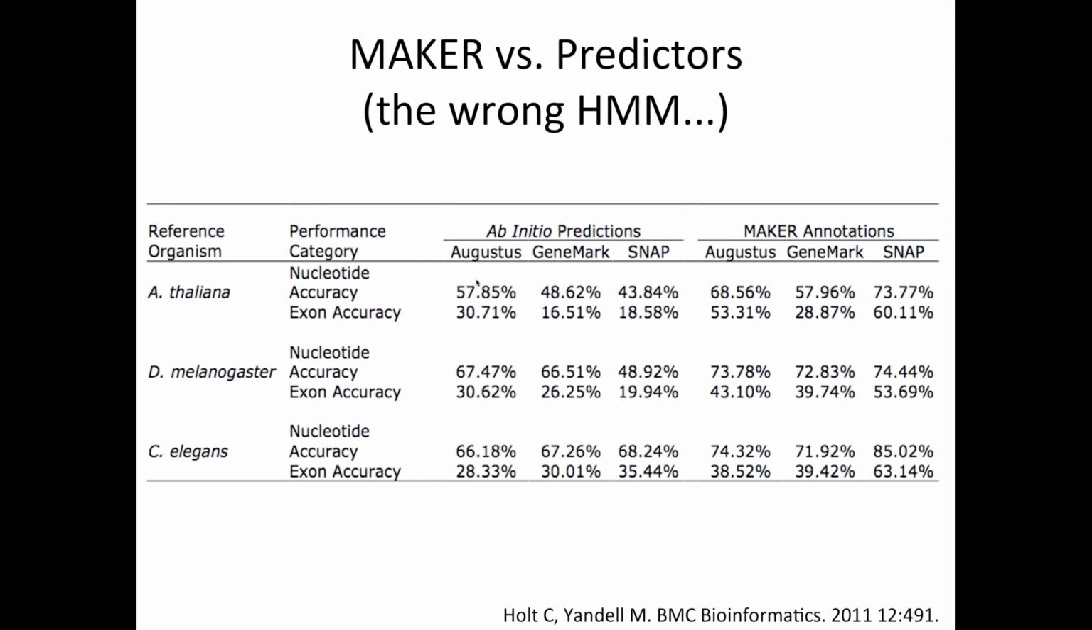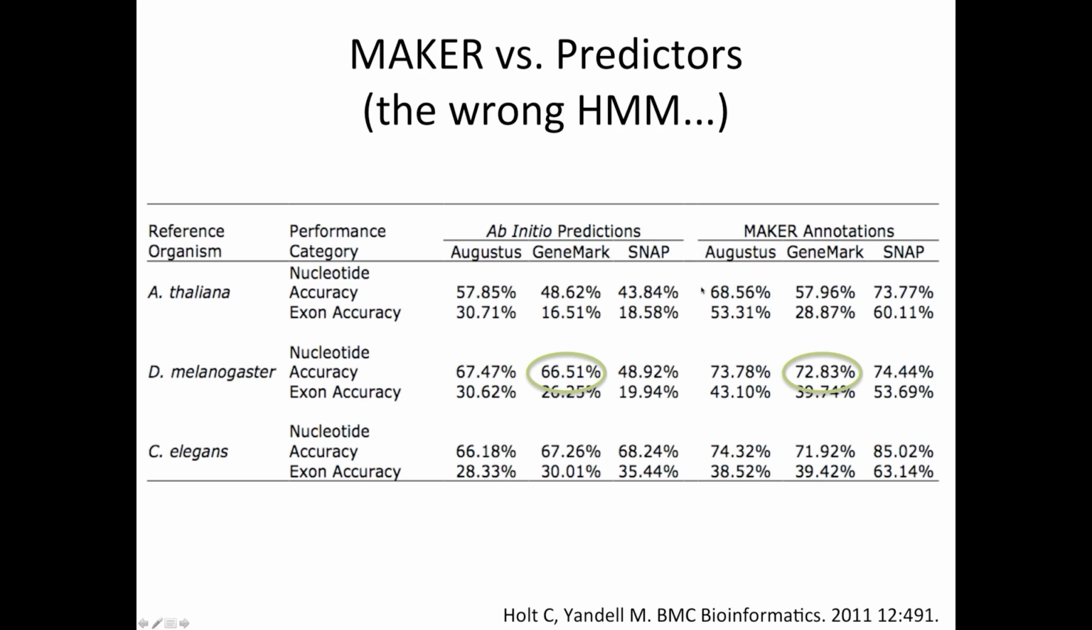To simulate that here, we're going to lie to the ab initio gene predictors a little bit, and we're going to mix the HMMs around that we gave them, and this simulates a poorly trained HMM. And you may think that this is cheating a little bit, but we're doing it to make a point, and we'll come back to it later.